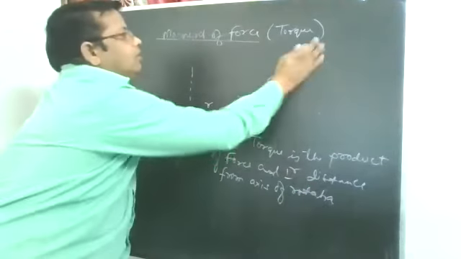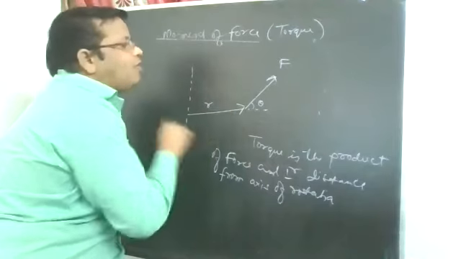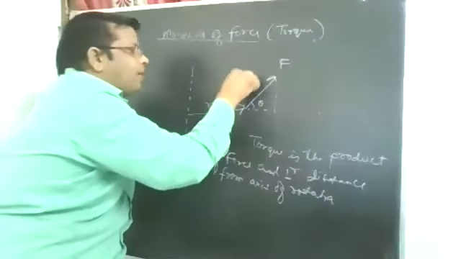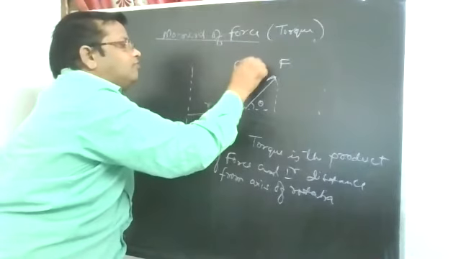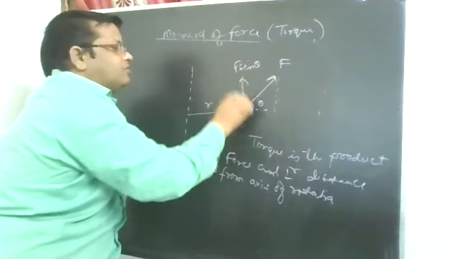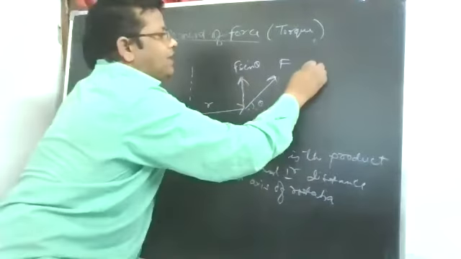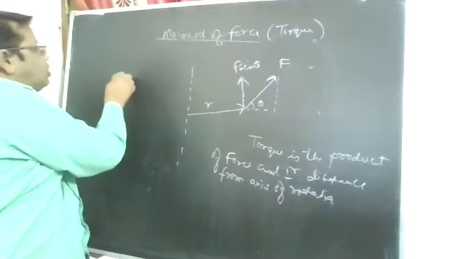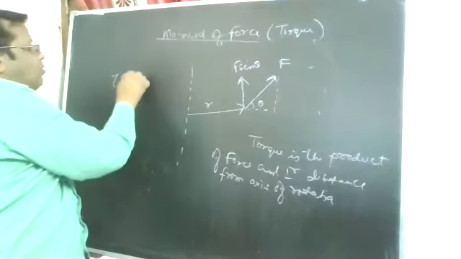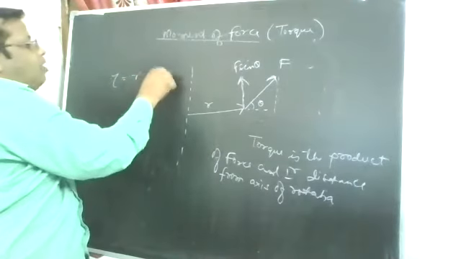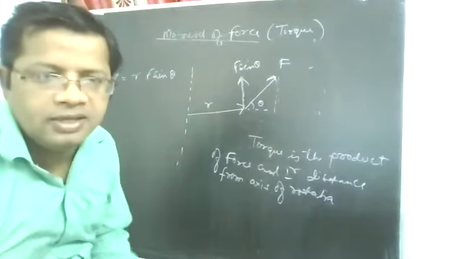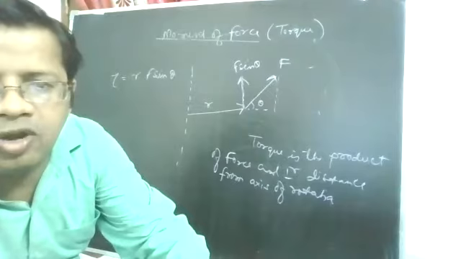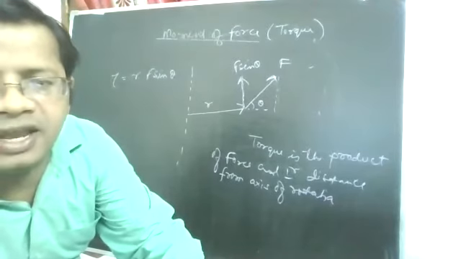We can take the perpendicular component of force instead. The perpendicular component of force is F sin theta. So torque can be written as tau equals r, the perpendicular distance, times the perpendicular component of force, F sin theta.